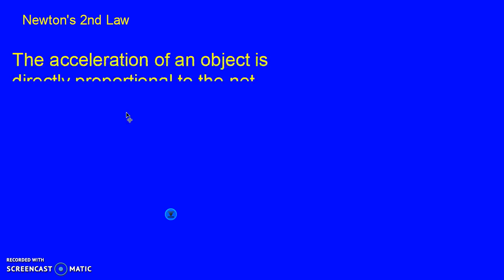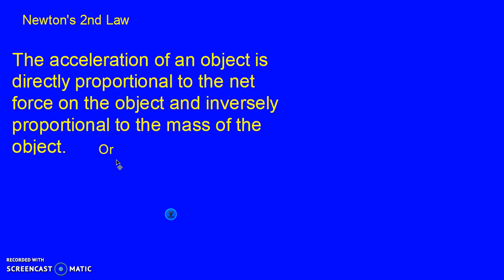So here we got some big words here. The acceleration of an object is directly proportional to the net force acting on that object and inversely proportional to the mass of the object. So the key words here: directly proportional between the acceleration and the force, inversely proportional between the acceleration and the mass. So what Isaac Newton gave us was this formula: force equals mass times acceleration.